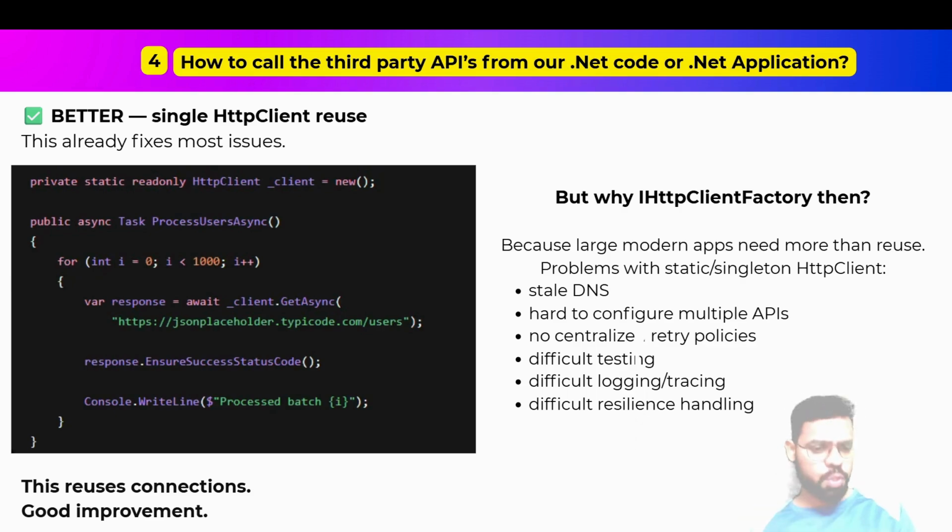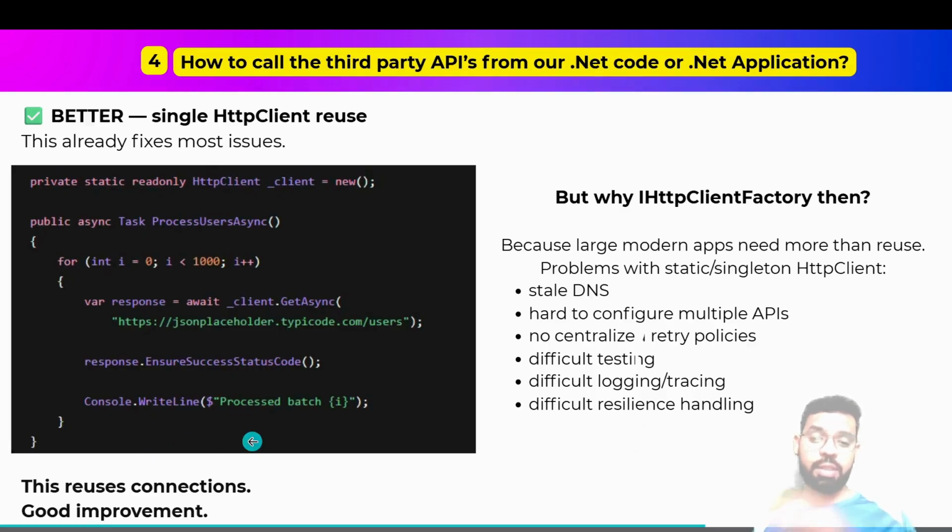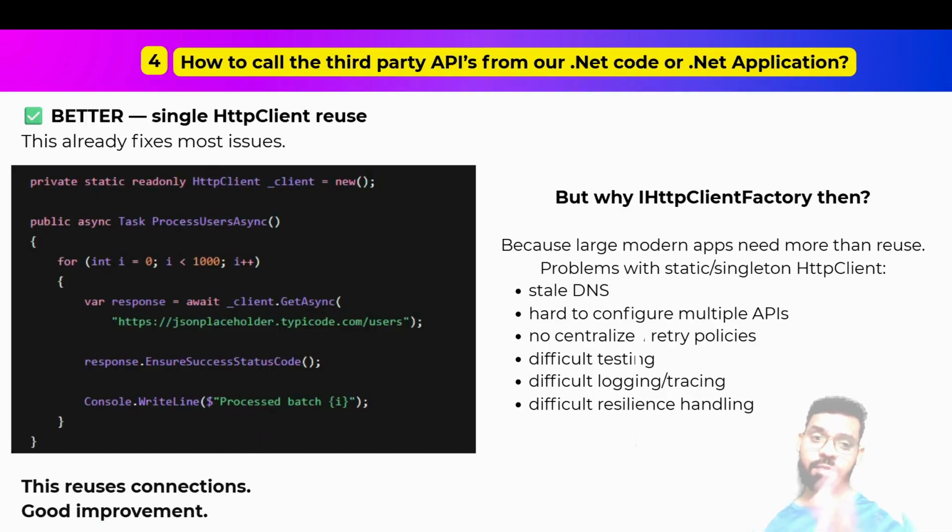There is one more solution. If you go ahead with the HTTP client, we can create an HTTP client at the topmost side, as I have mentioned here, and by using the client we can call the endpoints here. So this is reusing the connection. It is a good improvement, but still, let's see why HTTP client factory is better.